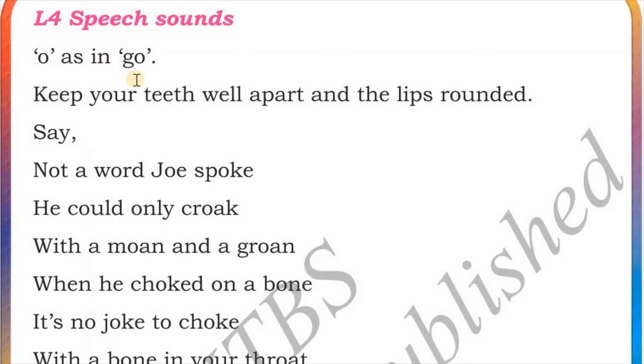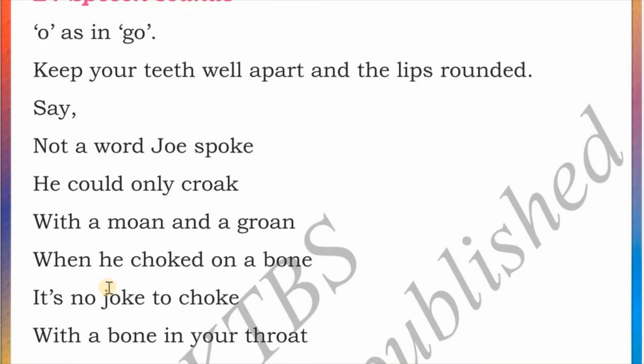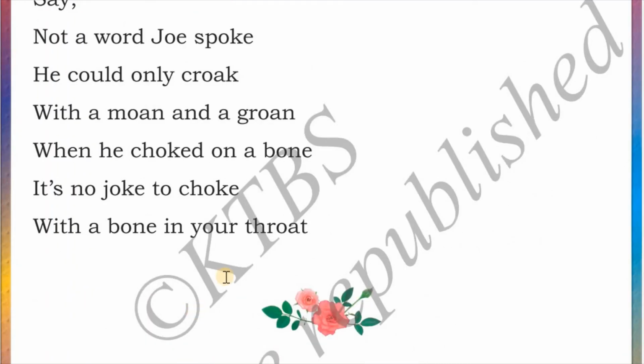O as in go. Keep your teeth well apart and lips rounded. When you're saying O, do not bite your teeth, and keep your mouth in an O shape. Not a word Joe spoke, he could only croak, with a moan and a groan when he choked on a bone. It's no joke to choke with a bone in your throat. The O sound is repeated multiple times through these lines. Repeat them aloud, paying attention to the shape of your mouth when you're making the O sound.